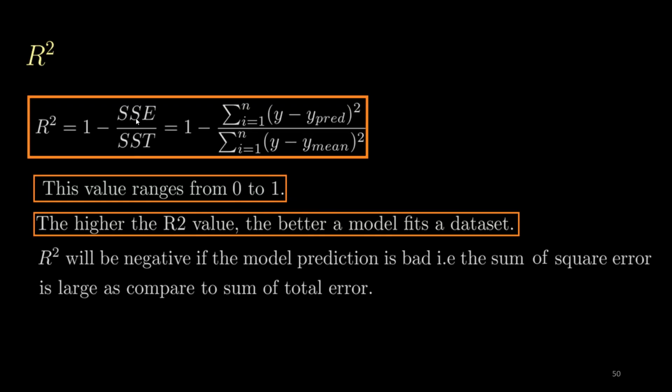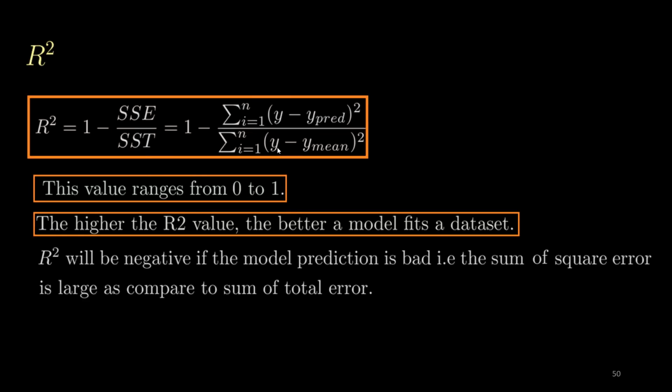Now let's understand this. So basically it is 1 minus the ratio of these two quantities. So this is the sum of square error. You can see that this is our error. We are squaring it and we are taking the sum. So that quantity is the sum of square error. And this is the sum of total error.